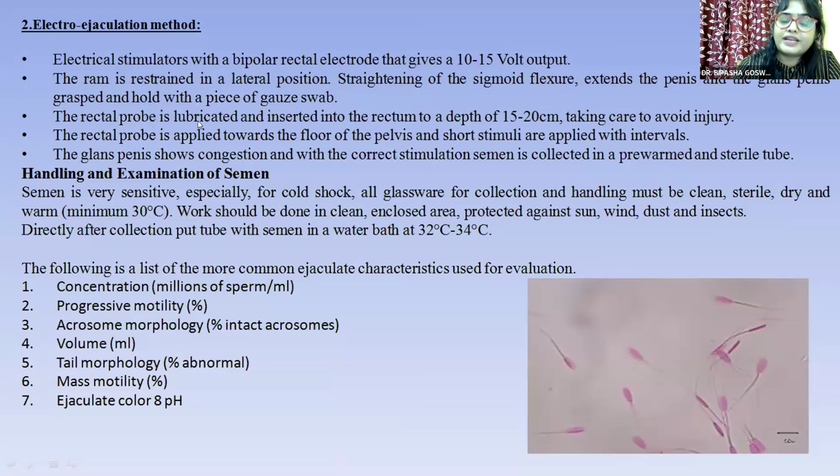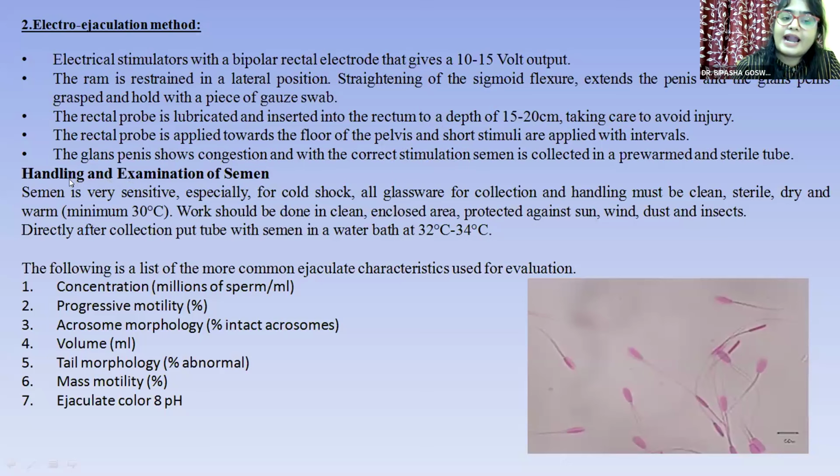The rectal probe is lubricated and inserted into the rectum to a depth of 15 to 20 centimeters, taking care to avoid injury, because when we insert the rectal probe, there may be injury if the animal is young. The rectal probe is applied towards the floor of the pelvis, and short stimuli are applied at intervals. The glans penis shows congestion. With correct stimulation, semen is collected in a pre-warmed and sterile tube. In the case of ovine species, this procedure is mainly followed.